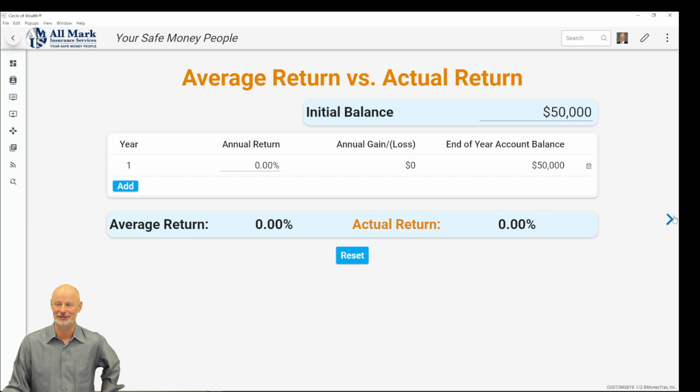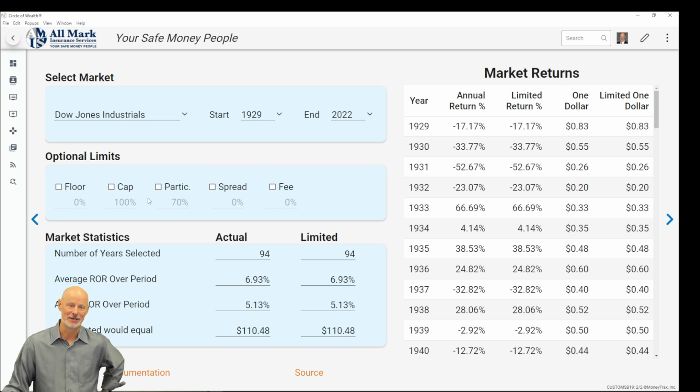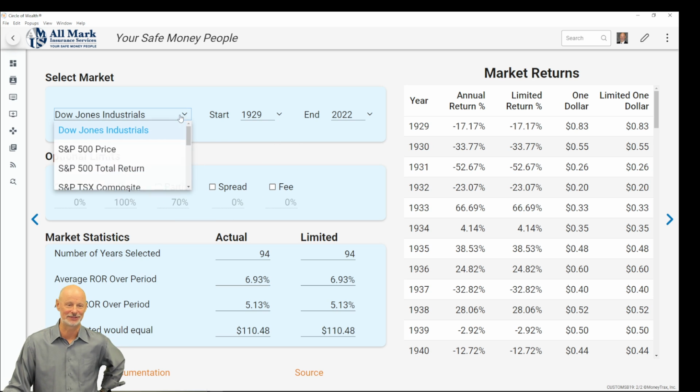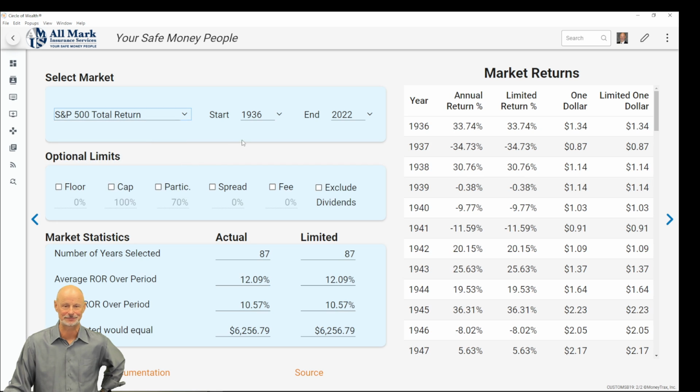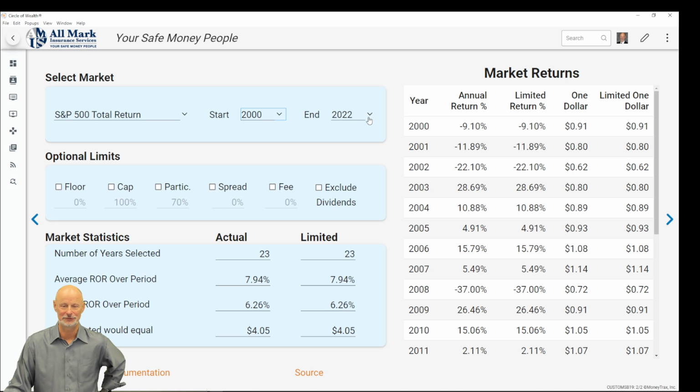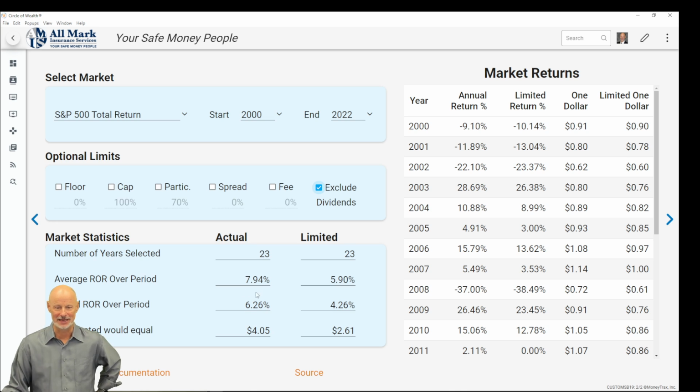Let's go back to here so we can get that blue off the screen. So we go back in here, set that back up one more time. And now what we're going to do is look at that period of time through 2022. We'll exclude the dividends. And you can see that during that period of time, our actual rate of return was 6.26, and with the dividends, it was 4.26%.